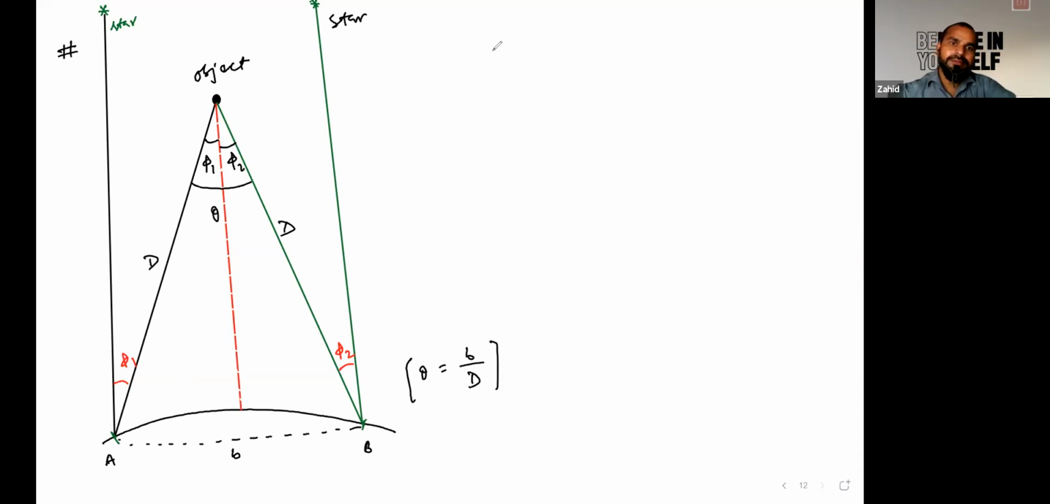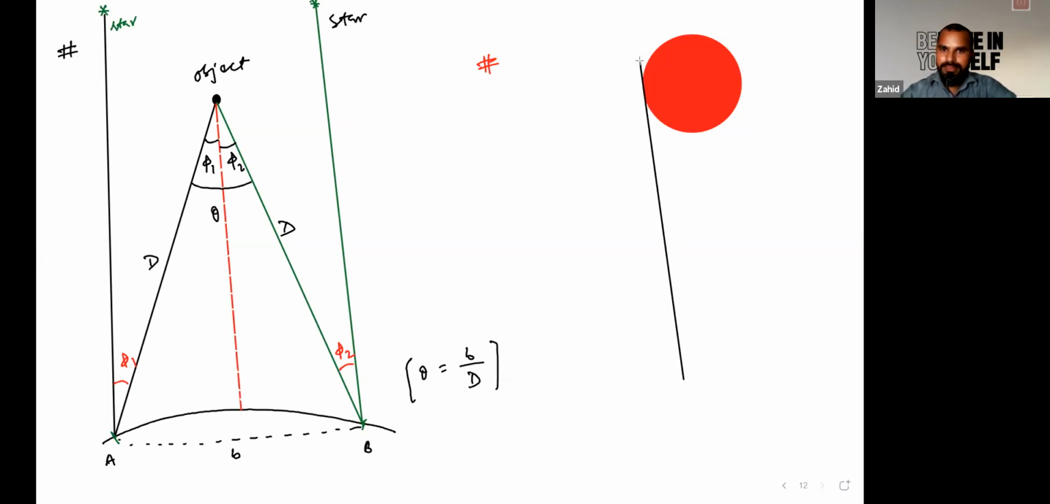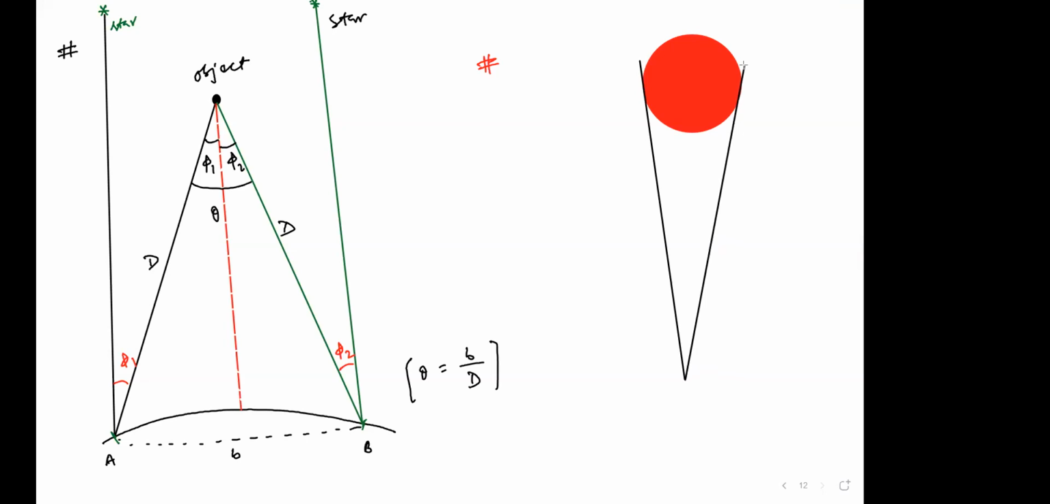There is one more. Suppose there is a heavenly body which is closer to the surface of Earth, and we have to calculate the diametrical ends of this particular object. Suppose one diametrical end is this part, and the other diametrical end is this.